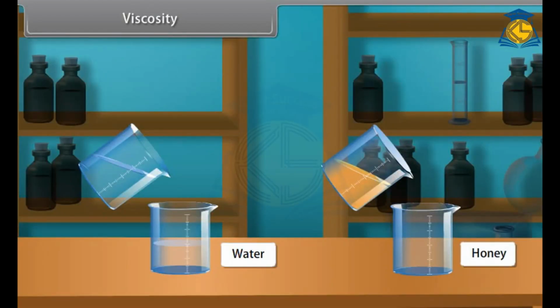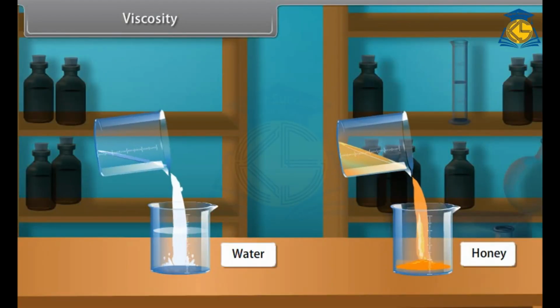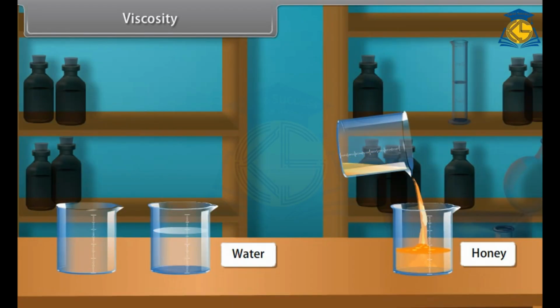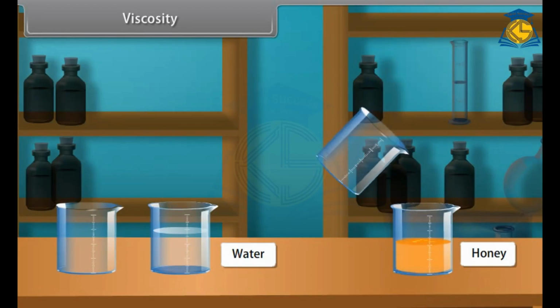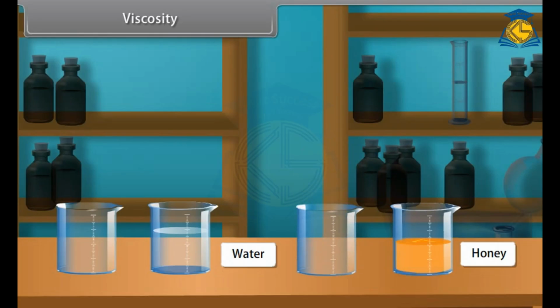Viscosity. It is defined as the property of a liquid by virtue of which an internal resistance comes into play, which tries to destroy the relative motion between the layers. This internal resistance acts tangentially on the layers of the liquid.